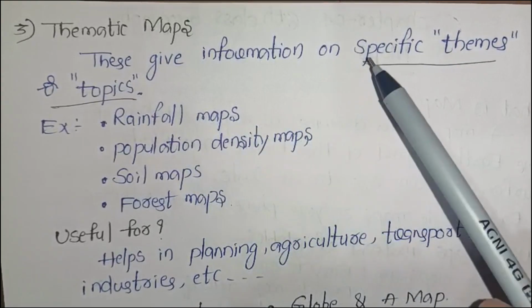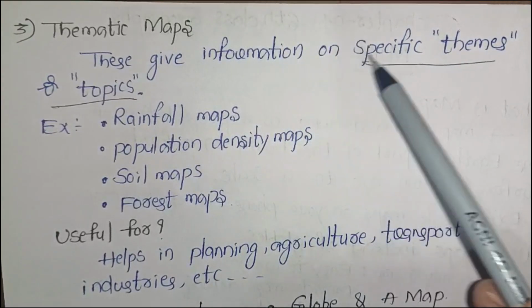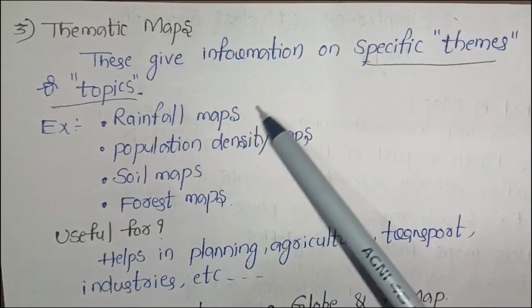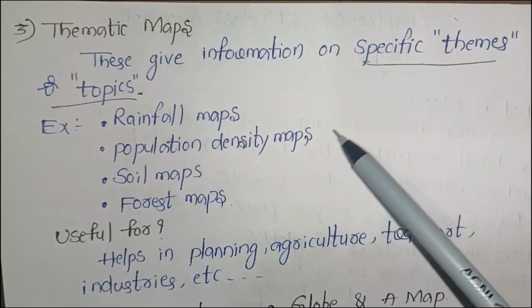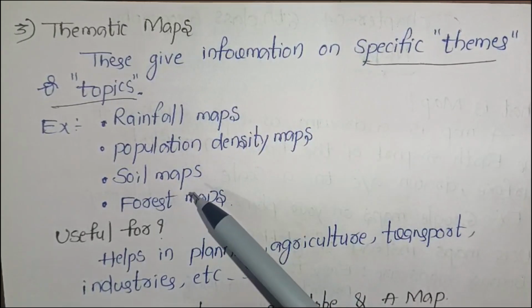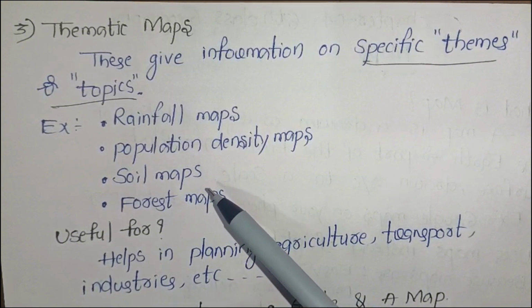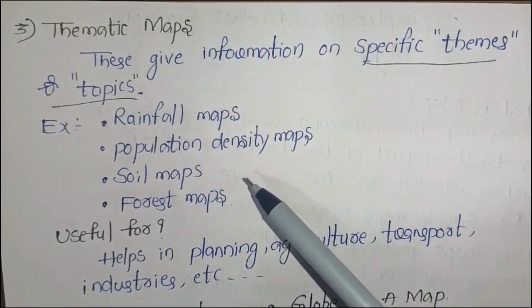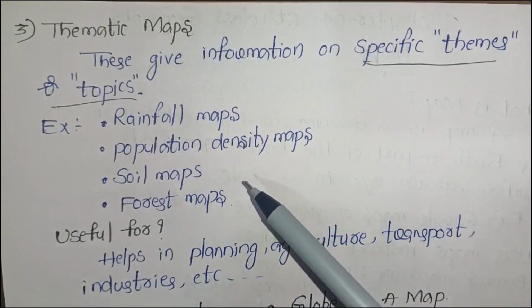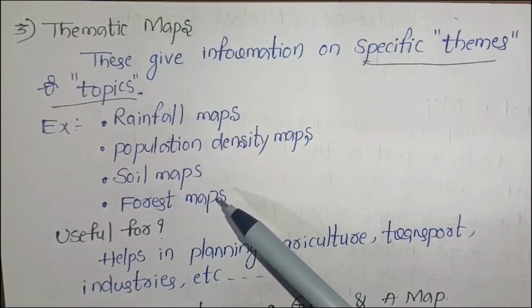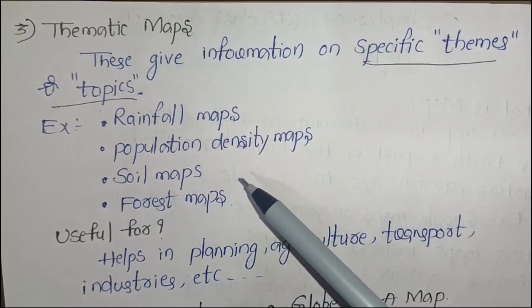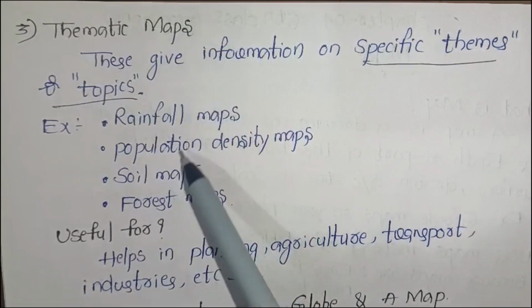Thematic maps give information on specific themes or topics. For example, rainfall maps, population density maps, soil maps, temperature maps, monsoon patterns, forest cover, population density. These give us information, and we can learn about population density through thematic maps like this.